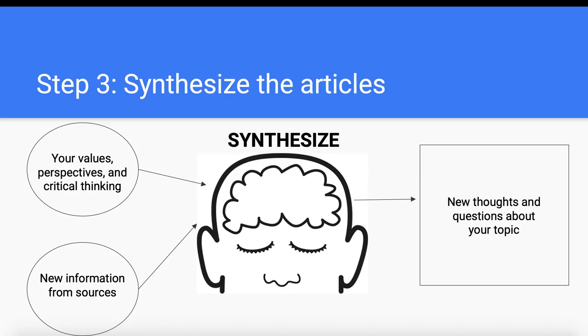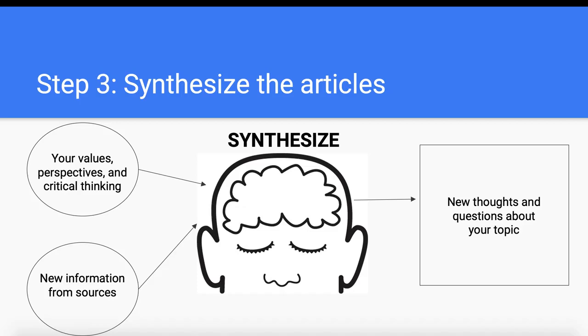So to synthesize, what does that mean? Well, particularly this little diagram should help you think about it. Particularly you see the person thinking, your values, perspectives, and critical thinking. So what you're bringing to the table when you read these articles and when you're trying to solve an issue. Then you have the new information from the sources that you just read. You're trying to take all that into your brain and you're going to synthesize, right? So this person's synthesizing. You're taking these two groups of thought and you're going to create new thoughts and questions about your topic, right? So this is what the goal of this essay is.